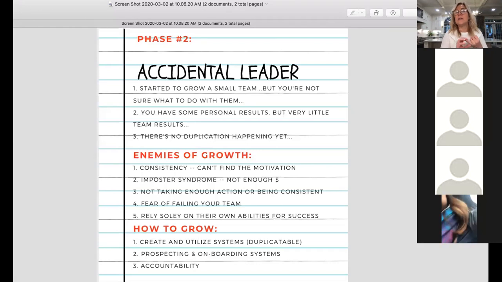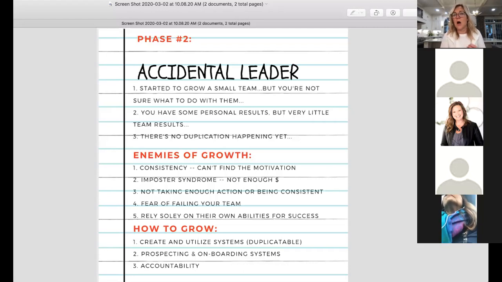Number 1, you've not only built a customer base, but you've also started to build a small team, but you're not quite sure what to do with them. Hence the term accidental leader. You've accidentally stepped into this leadership role. You don't even look at yourself as a leader yet, but you've backed into it because of who you are. You've attracted people, but now you don't quite know what to do with them now that you have them. So that would be a first indicator that you are an accidental leader.